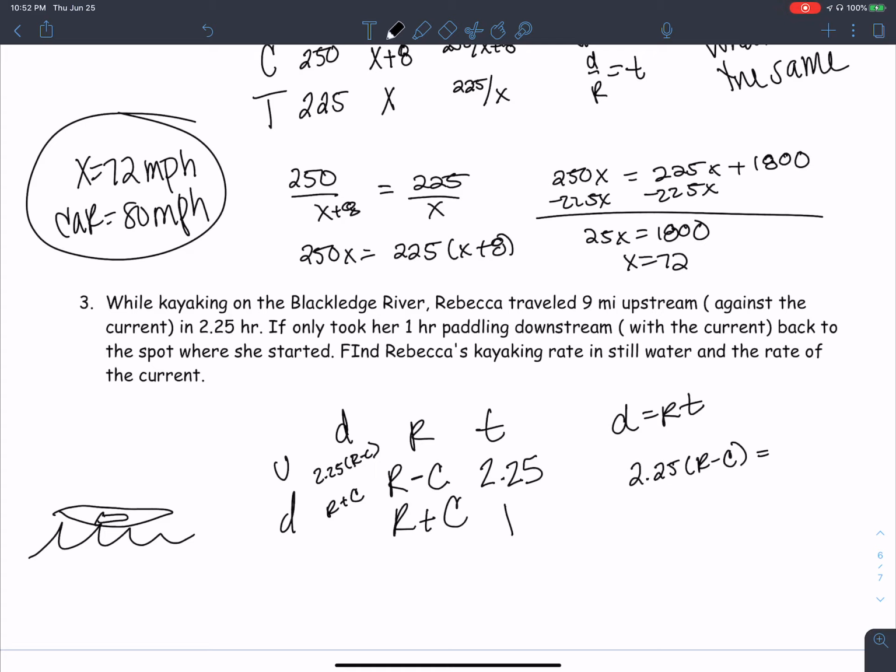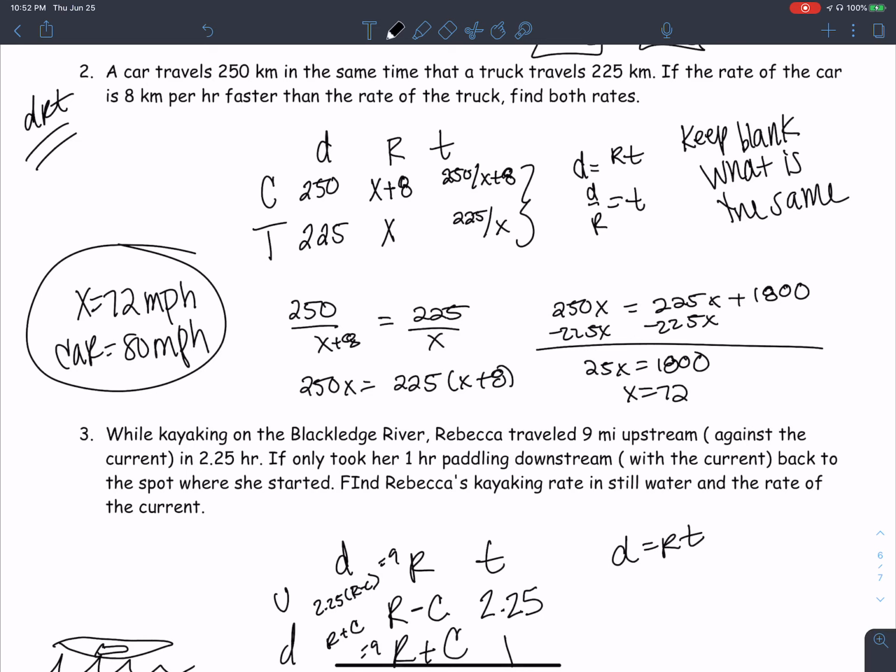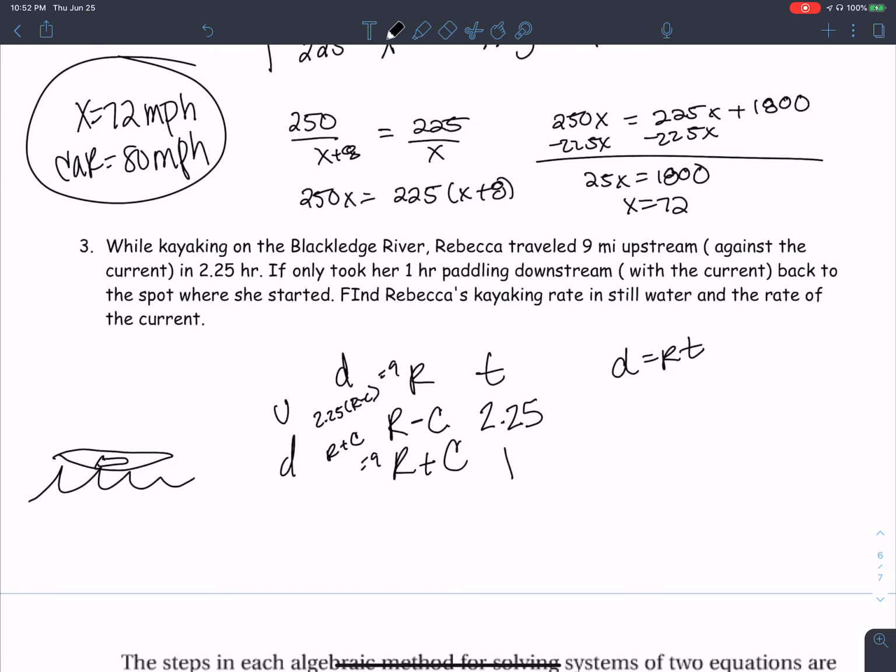Oh, my bad. Oh, yes, equals these. But we're not setting them equal to each other because they're both equal to 9, right? So that's the difference between this one and this one. They're both equal to 9, and this is 2 variables. So the difference between number 2 and number 3 is we had everything in terms of 1 variable. When we have things in terms of 2 variables, they better tell us it's equal to something. So in this case, we have 2.25 times r minus c equals 9, and r plus c also equals 9, okay? So you can do substitution or elimination.